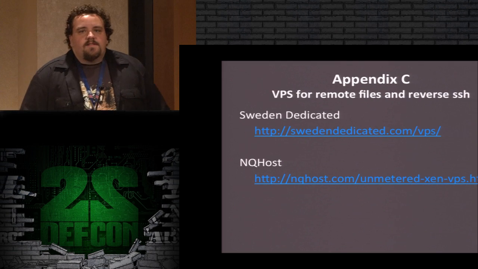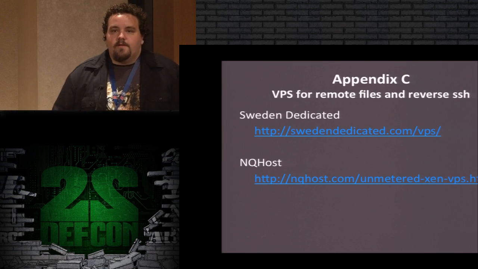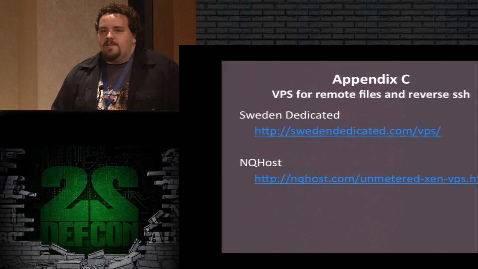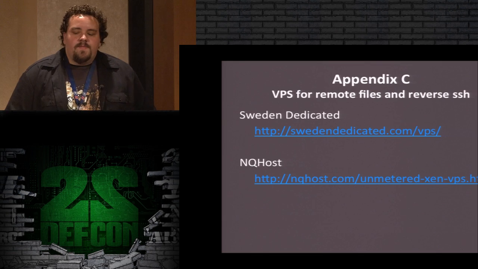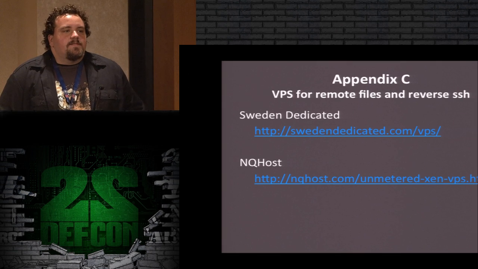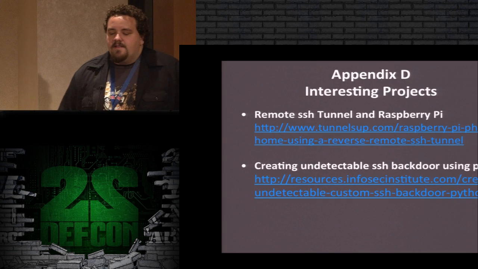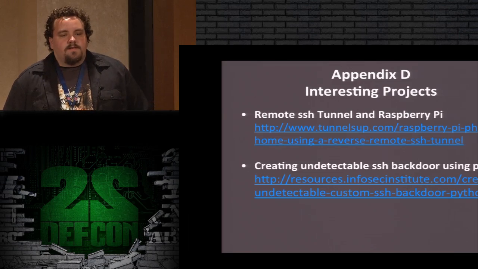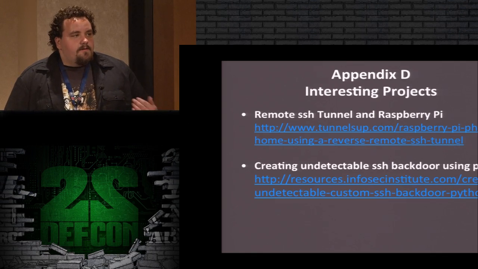And then if you're interested in some VPSs or any remote systems, these are some great places you can look for a VPS. The problem is there's no one good VPS provider. They're usually good for like 3 or 4 months, and then they kind of peter out, and then you can move on to another one. So I always keep up on which ones are new and what they allow me to do and what they don't. And then some interesting projects with the Raspberry Pi that are based on remote SSH reverse tunnels, and using Python to create a backdoor.